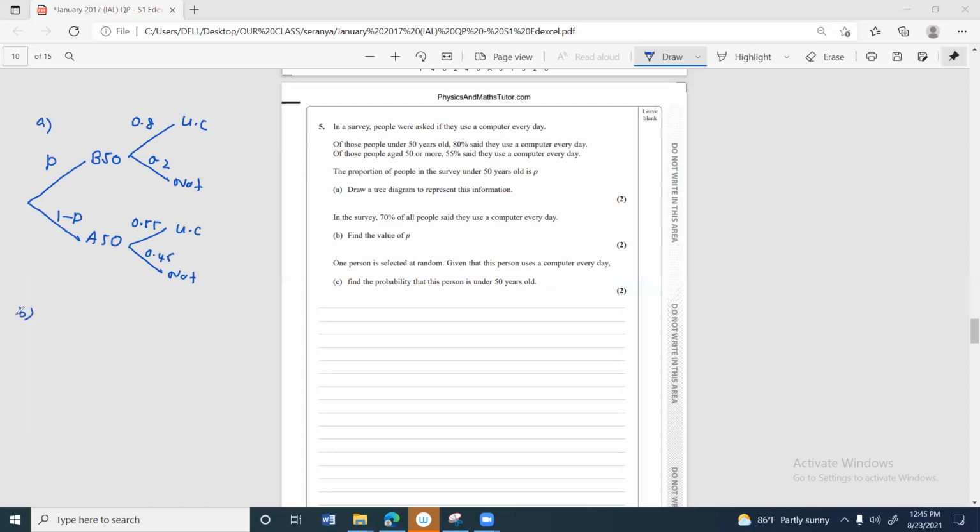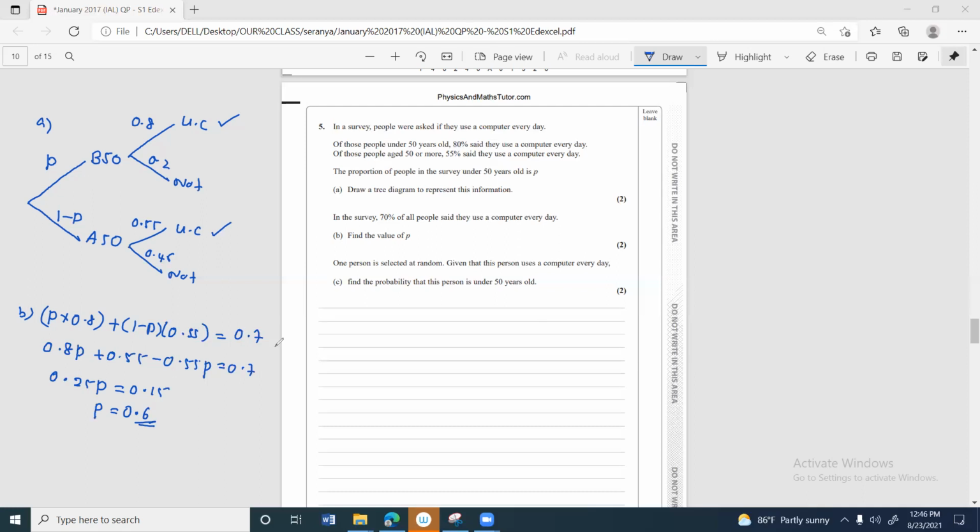B. In a survey, 70% of the people say they use a computer every day. What is the proportion where you use a computer every day? It is P into 0.8 plus 1 minus P into 0.55. They mention 70%, that means 0.7. So you can get 0.8P plus 0.55 minus 0.55P equals 0.7. If it happens, this is 0.25P equals 0.15. With this, you get the answer P equals 3/5. 3/5 is 0.6. So simply you can get the value for P as 0.6, right?